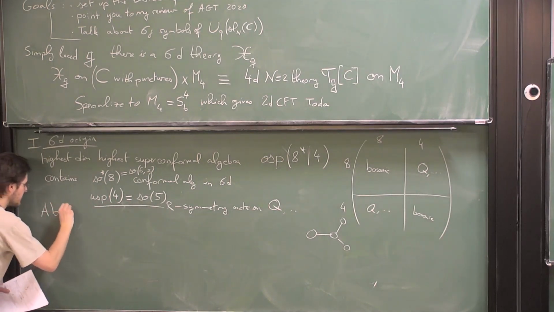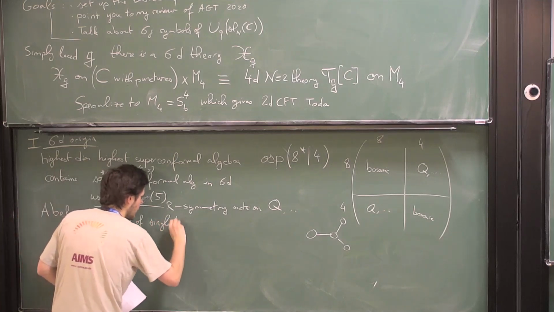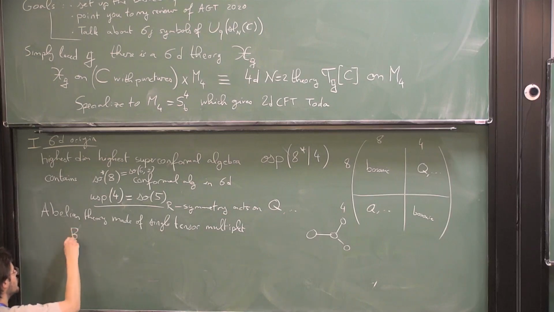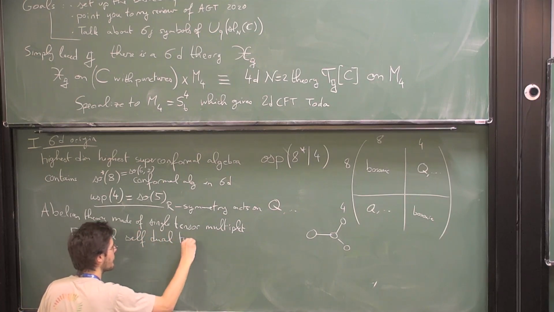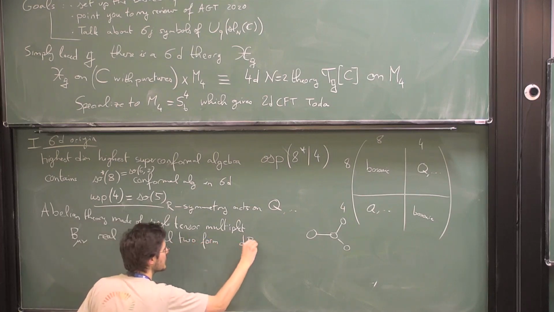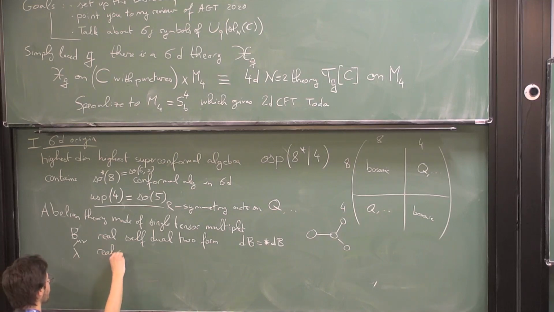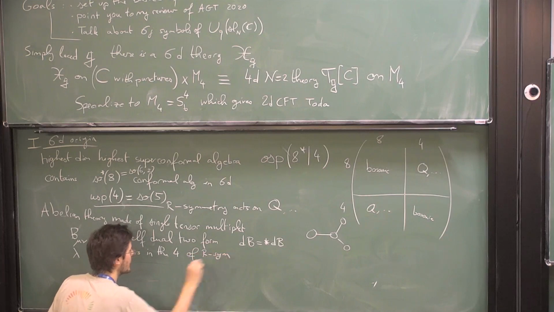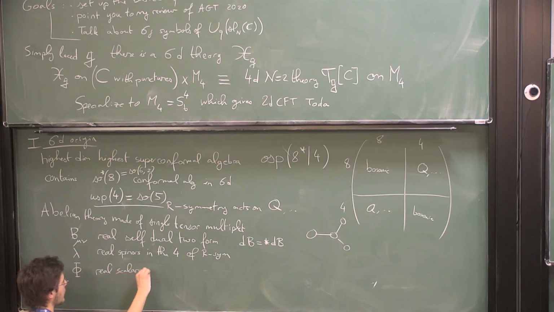So now you can start with making an abelian theory, which is going to be made of a single tensor multiplet. This tensor multiplet consists of a real self-dual 2-form. Self-dual just means dB equals star dB. This is our 3-form in 6 dimensions. Then a bunch of real spinors in the 4-dimensional representation of R symmetry, and 5 real scalars in the 5-dimensional representation of R symmetry.